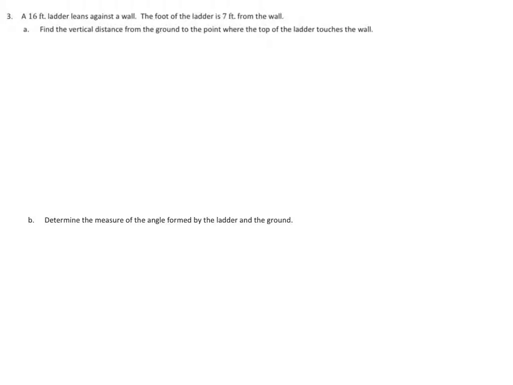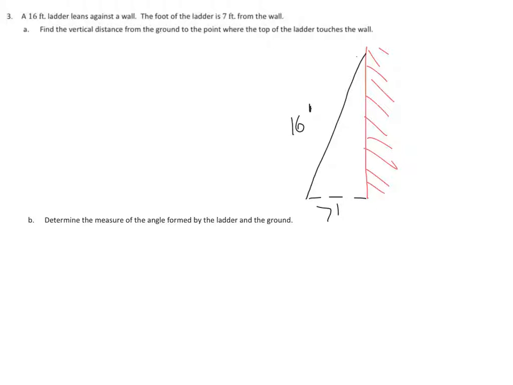A 16-foot ladder leans against a wall. I have a wall, and then I have a ladder. Ooh, that's bad. A 16-foot ladder leans against a wall. The foot of the ladder is 7 feet from the wall. Find the vertical distance from the ground to the point where the top of the ladder touches the wall.